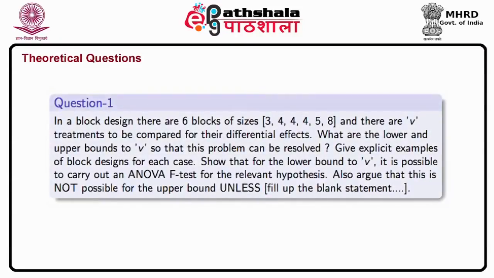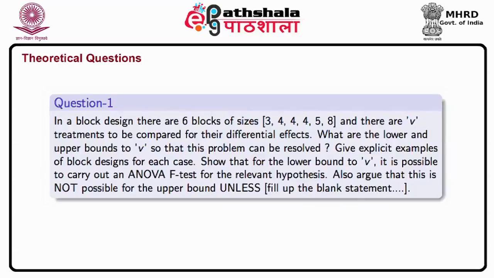Okay, question number 1 reads like this. In a block design, there are 6 blocks and you are given the block sizes 3, 4, 4, 4, 5, 8. Note that the statistician has no control on these block sizes. They are just coming out from the experimental conditions. That there are 6 blocks is not your choice. That the block sizes are 3, 4, 4, 4, 5, 8, that's not your choice.